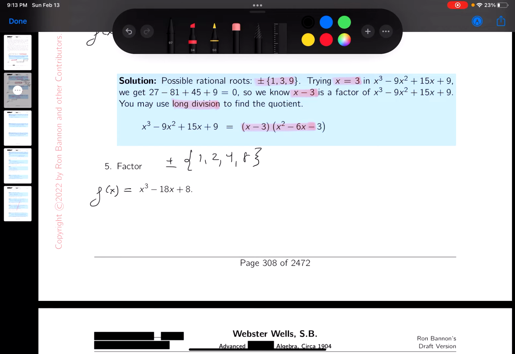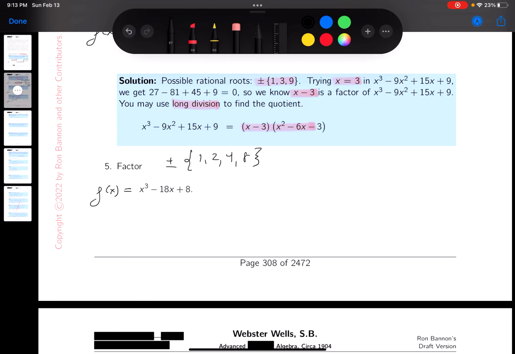Now, looking at it, 1's not going to cut it, right? Because you get 1 minus 18 plus 8. Minus 1 is definitely not going to cut it. 2, well, let's see, 2 would give you 8. That's not going to cut it either. Now, you might think minus 2 is going to cut it. That's not going to cut it either. So I'm on to the 4. And 4 is a little more challenging for me.